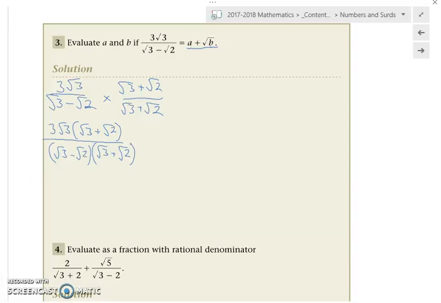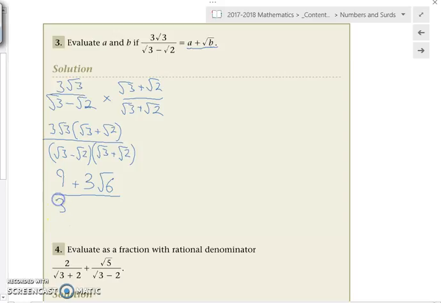So now what? Okay. So top part, 3 root 3 times root 3 equals 3 and the square root of 9. Well done. And then 3 root 3 plus root 2. 3 root 6. Yep, well done. And then 3 root 3 times 3 root 3 equals 3. It's just root 3 times root 3. That's it.